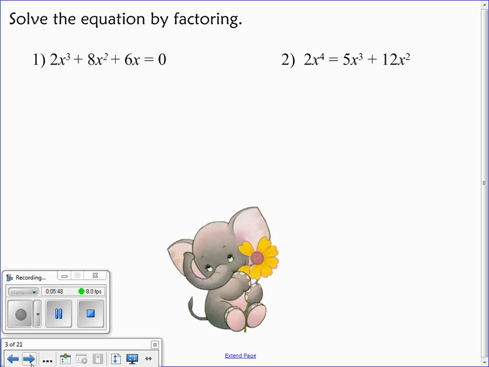So solve by factoring. It's already set equal to 0. Is there a GCF? 2x. Let's take out the 2x. So we're left with x squared plus 4x plus 3.